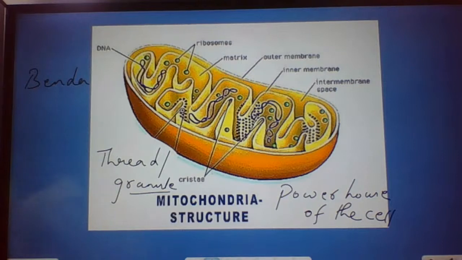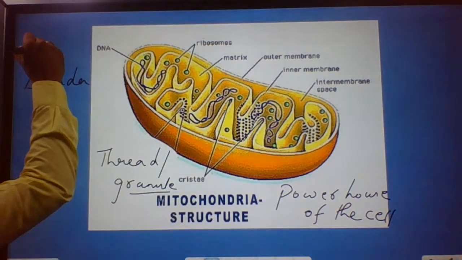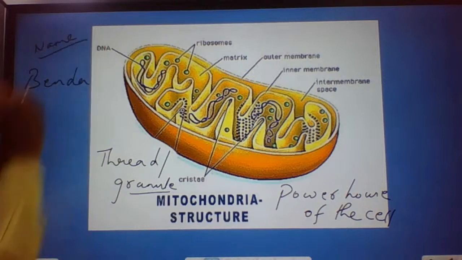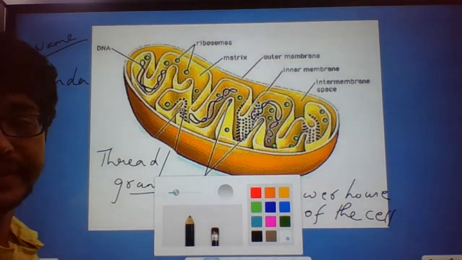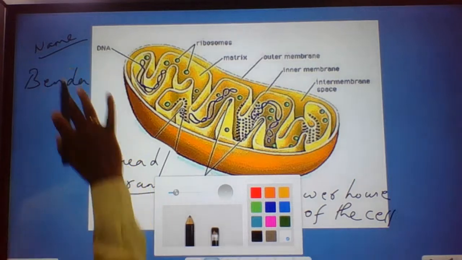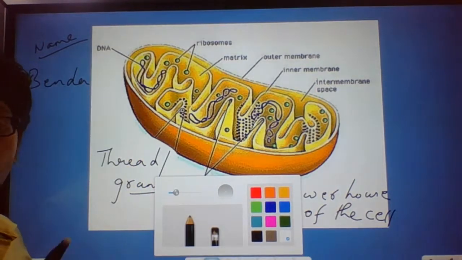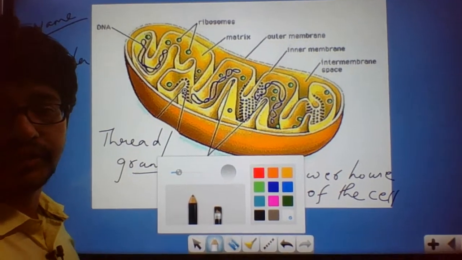The name mitochondria was coined by a scientist named Benda. And coming to the discovery part, who discovered this? Can someone tell me who discovered mitochondria? The name is coined by Benda. What's the name of the scientist who discovered mitochondria?